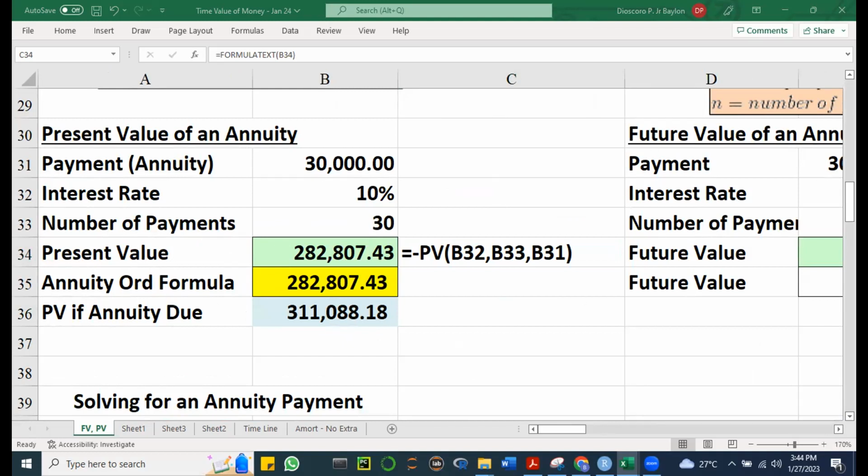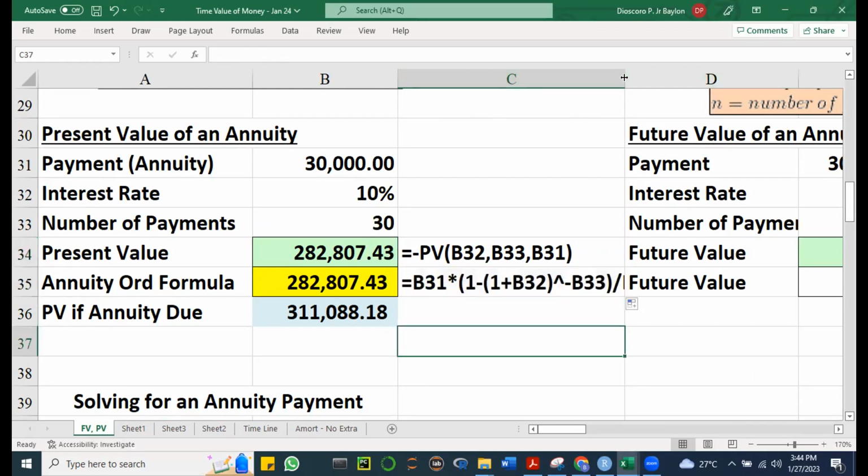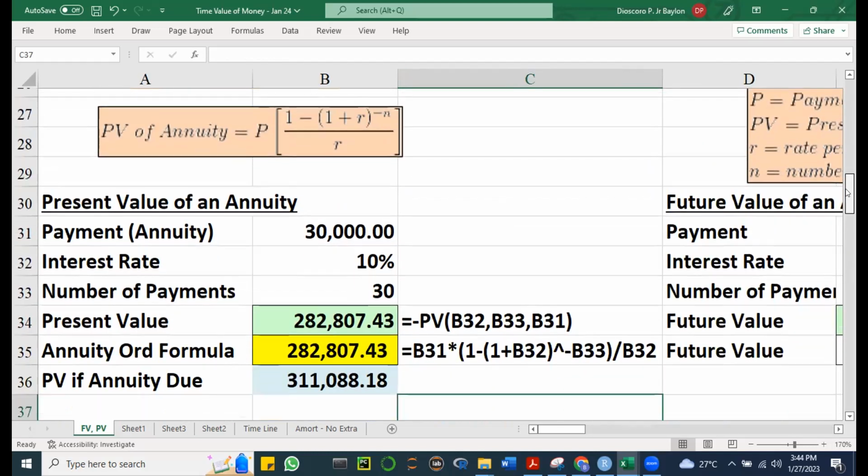Now, how about the formula? Okay, so this is the formula. Let me also copy the formula here. All right. So this is the long formula, the mathematical formula. It's P, this is your annuity, B31 times 1 minus 1 plus R raised to the negative N, close, divided by R. Okay, kindly do that.